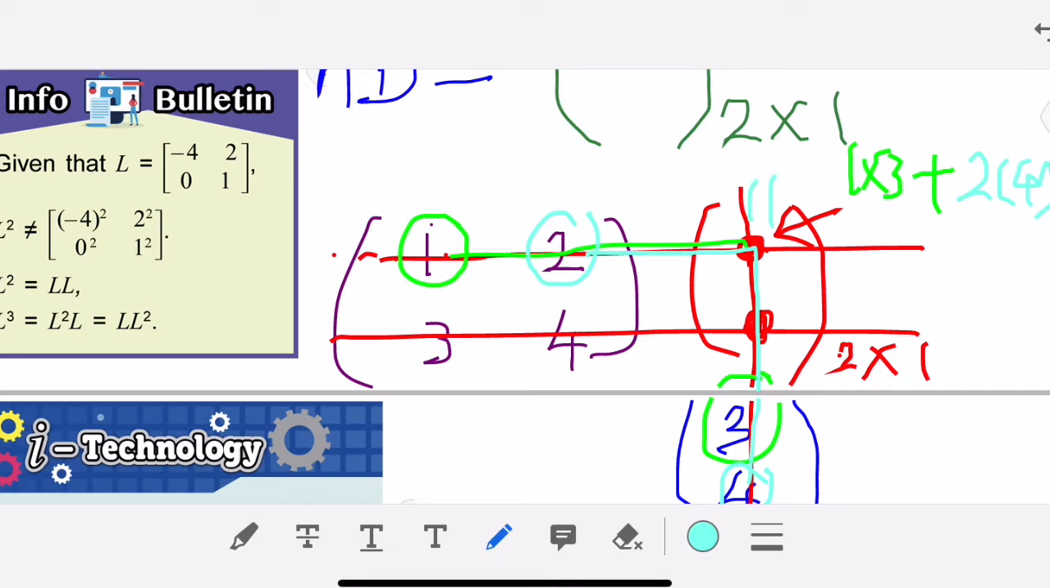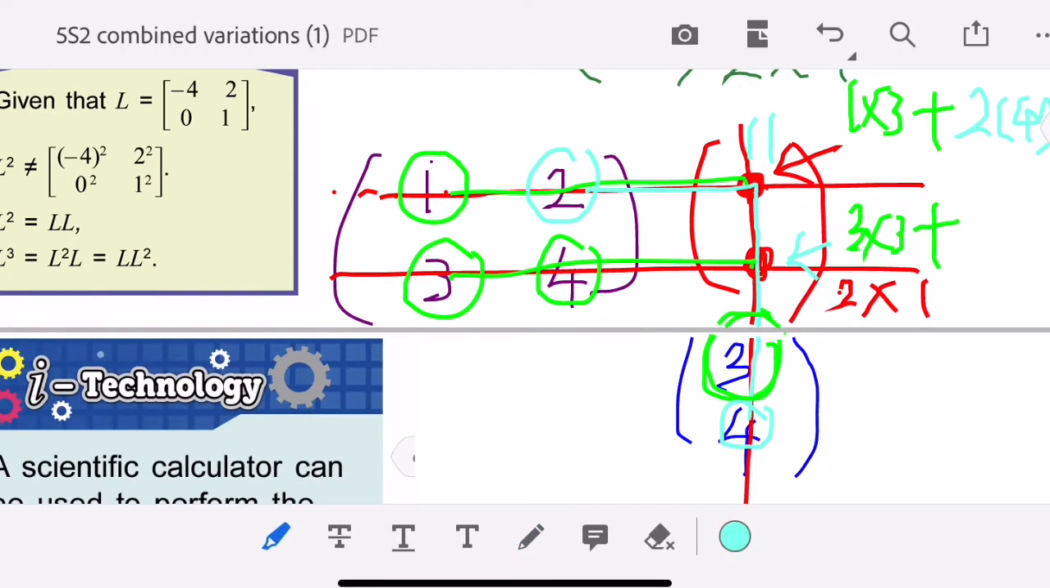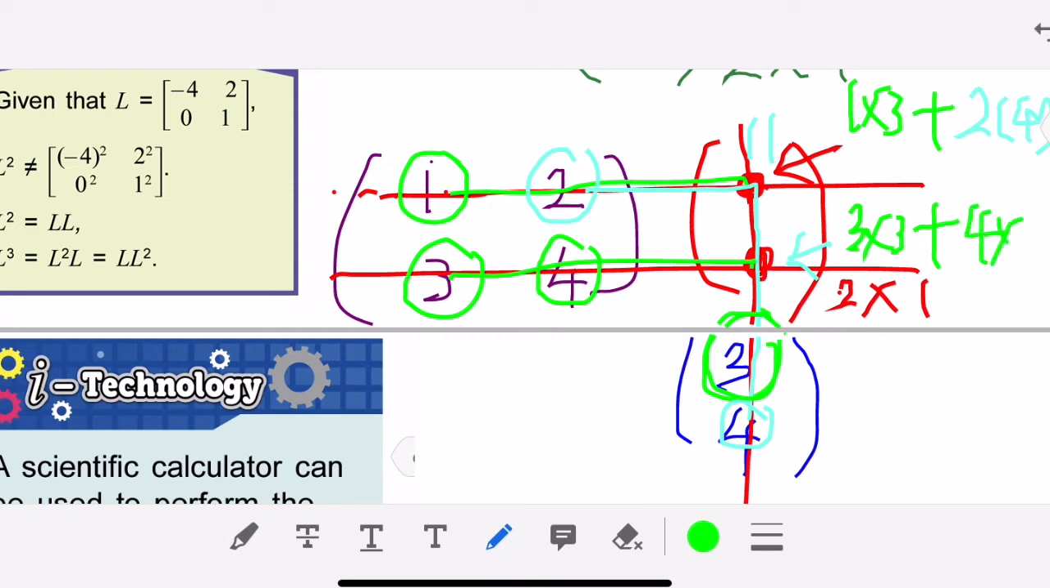Got it? Okay, so how do we find the other element? Let's follow the rule. We take 3, follow the line, and multiply by the 3, so 3 times 3, plus 4 times 4. Just now it was green 4, and then going down is 4, right? So you get 9 plus 16, which is 25. So this is 25, right?